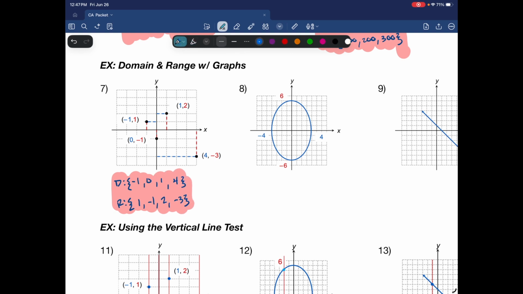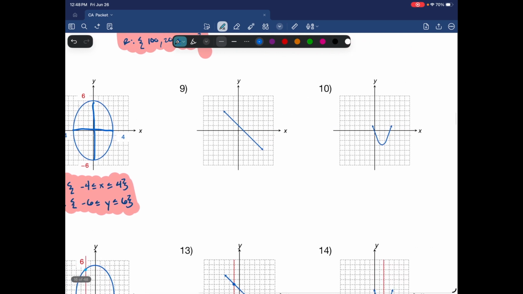Now, 8 is tricky. The oval is solid. And so I want to know how much of this, where's this graph touching? So my domain goes from -4 to 4 and everything in between. Okay, so you got -4 less than or equal to x less than or equal to 4. And then my range goes from -6 to 6 and everything in between. So I got -6 less than or equal to y, because my range is my y's, less than or equal to 6. So like I said, it's a little tricky, but that's what it is.